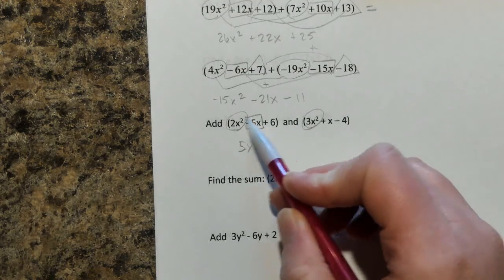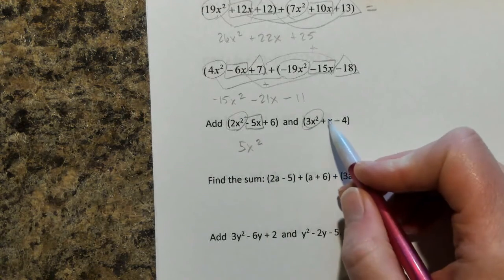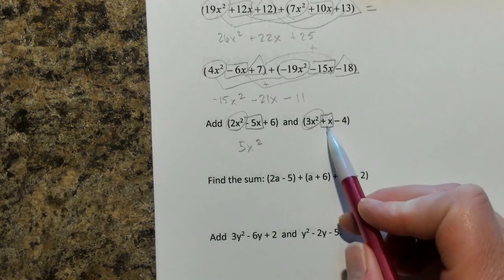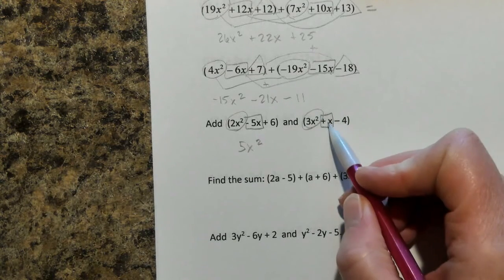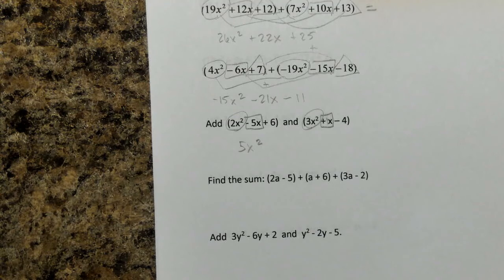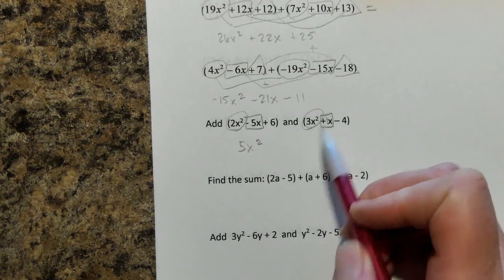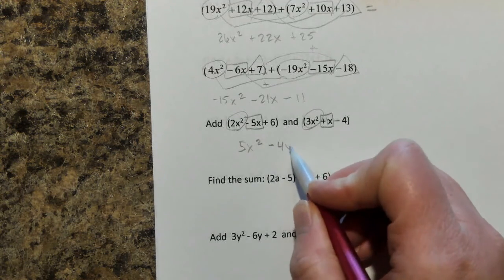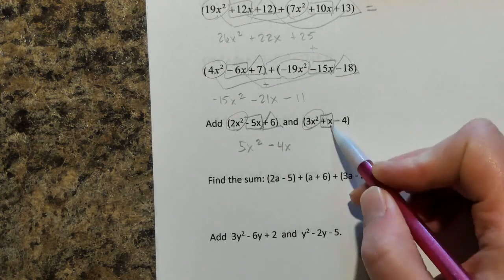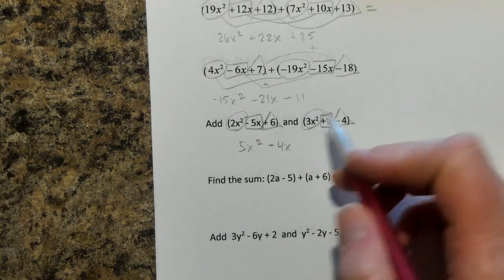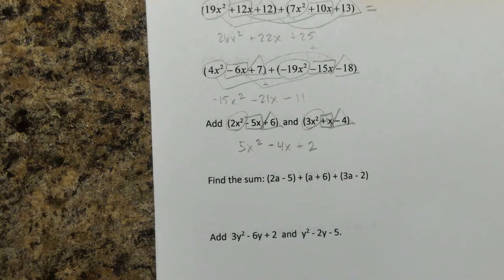We have negative 5x and a positive x. So if you just have a plain variable, there's an invisible 1 in front. So this is negative 5x plus 1x would be negative 4x. Then we have 6 plus a negative 4, or 6 minus 4 would be a positive 2. So 5x squared minus 4x plus 2.